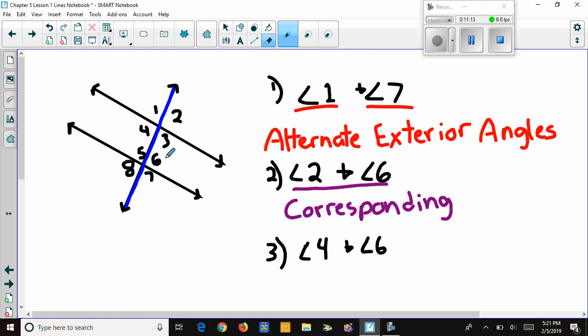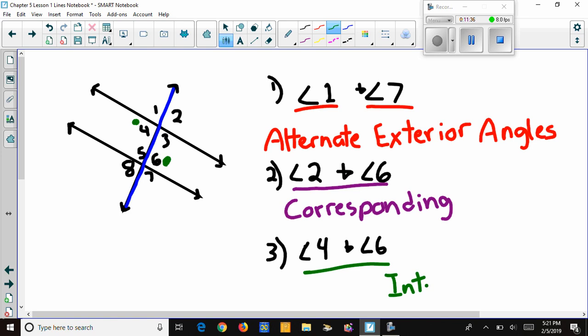Now, finally, we're going to look at 4 and 6. So 4 and 6. I just put a green dot near them. Are these angles interior, exterior, or both? In this case, they are both interior angles. And then we want to ask, are they on alternate sides of the transversal? They are on opposite sides of the transversal, so we would call these alternate interior angles.